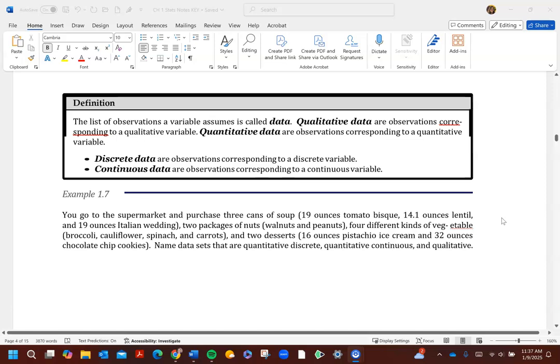Example 1.7. You go to the supermarket and purchase 3 cans of soup: 19 ounces tomato bisque, 14.1 ounces lentil, and 19 ounces Italian wedding; 2 packages of nuts, walnuts and peanuts; 4 different kinds of vegetables, broccoli, cauliflower, spinach, and carrots; and 2 desserts, 16 ounces pistachio ice cream and 32 ounces chocolate chip cookies. Name data sets that are quantitative discrete, quantitative continuous, and qualitative.